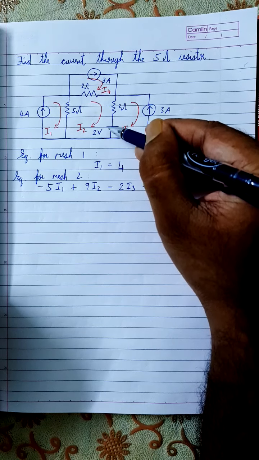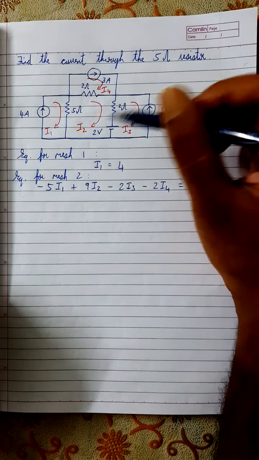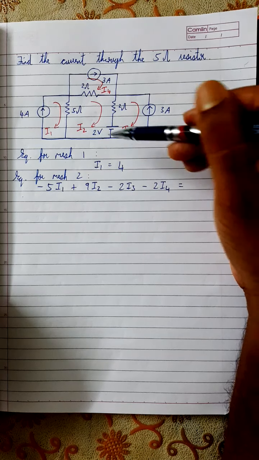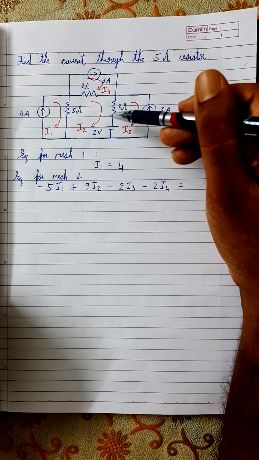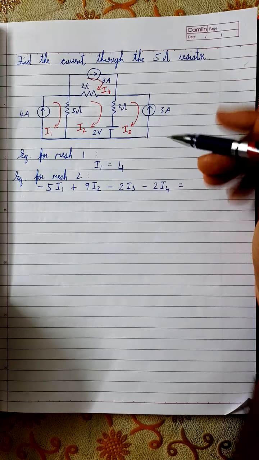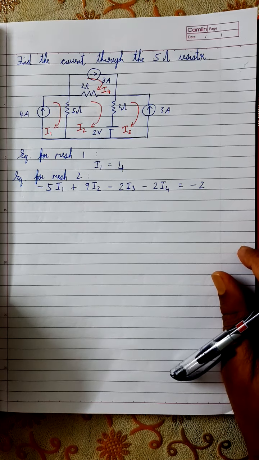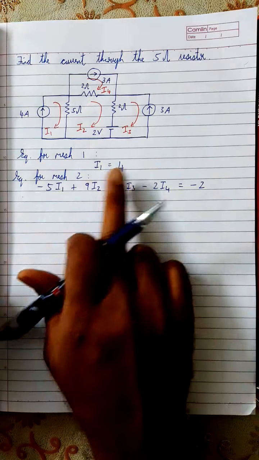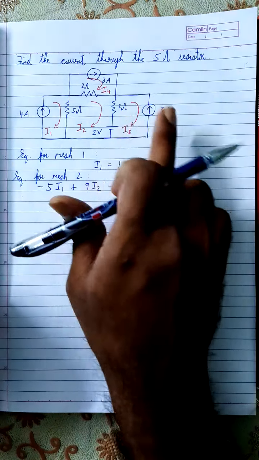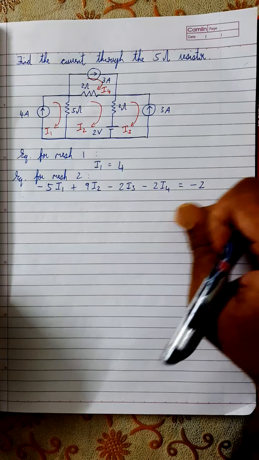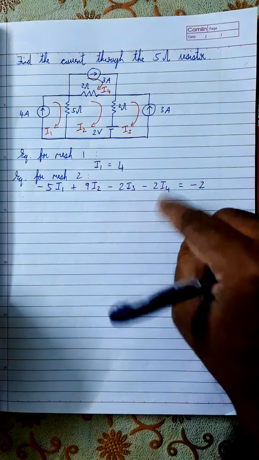Is equal to, and is there a voltage source over here? Yes, there's a 2 volt voltage source over here, and this current I2 is flowing into the positive terminal, which means this source is not generating current, it is opposing I2, so this is minus 2. I'm not going to substitute the value of I1 over here because the remaining currents also have the same kind of problem. So I will substitute the values at a later stage.